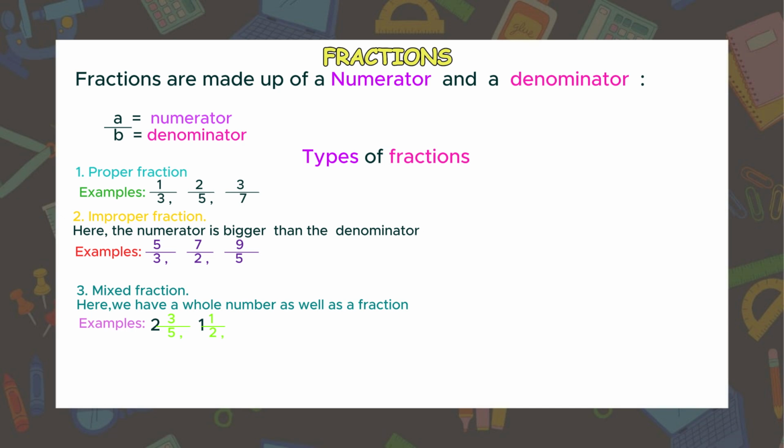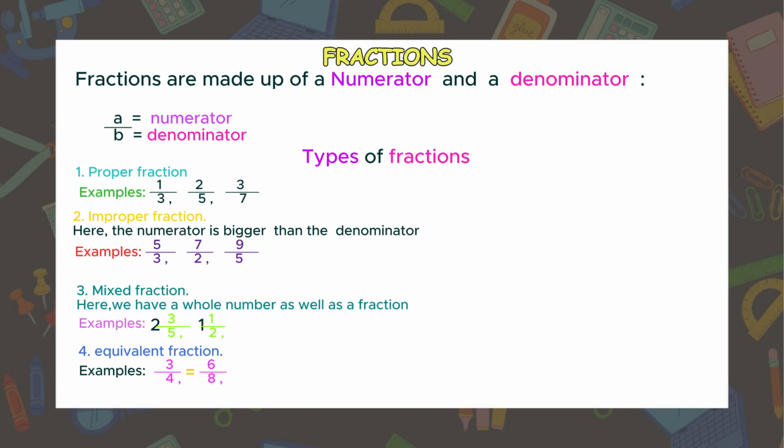Then we also have equivalent fractions. An example of this is when we have 3 over 4 is equal to 6 over 8. What has happened there? It means that adding 3 to 3 here will give us 6, and adding 4 to 4 will give us 8. Then we continue like that. That's what we call equivalent fractions.